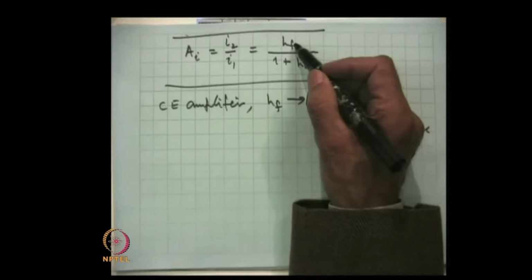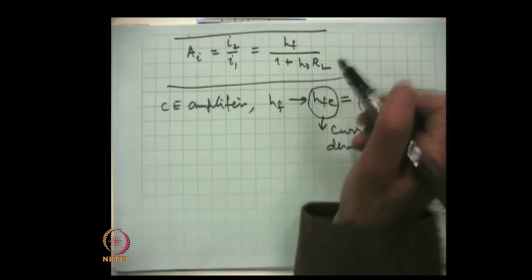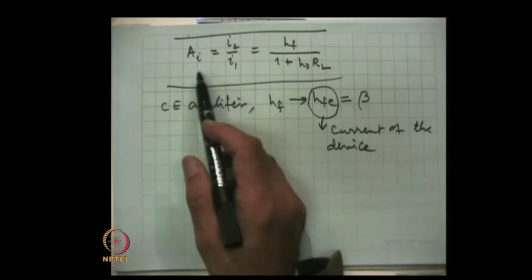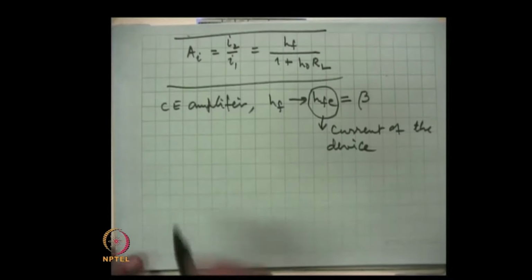So, the current gain is reduced in the amplifier circuit. If we take this 100, then this may be 80, 60 or even lower, depending on the value of RL and of course HO. So, this is the expression for current gain. Then the input impedance.